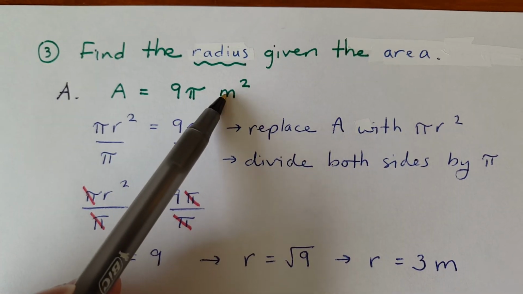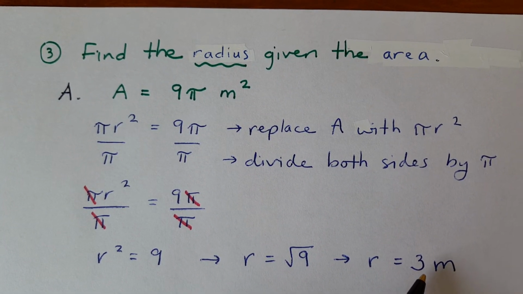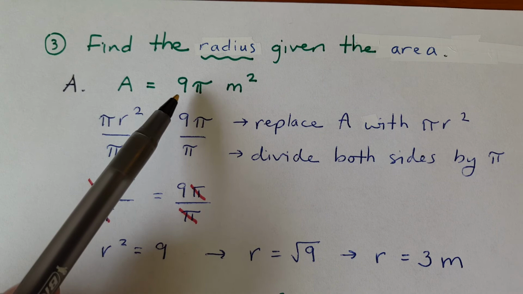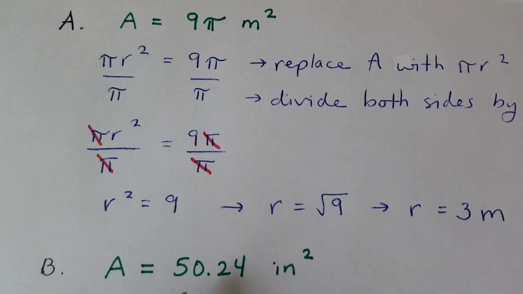Notice area was meters squared for the label. Radius is just going to be meters. 9 pi was an exact value. Let's say we're given a decimal value problem.